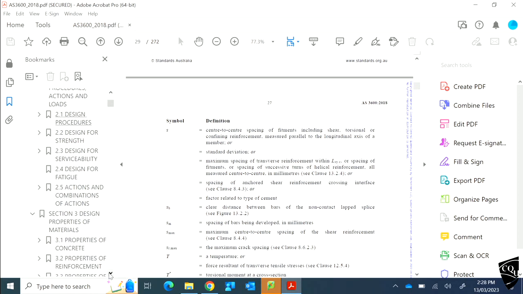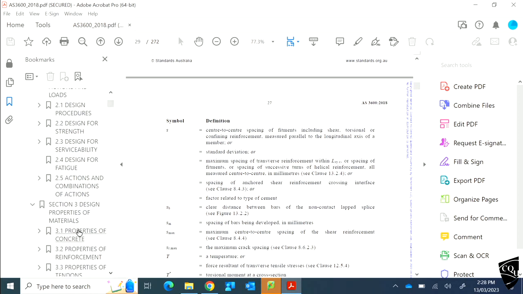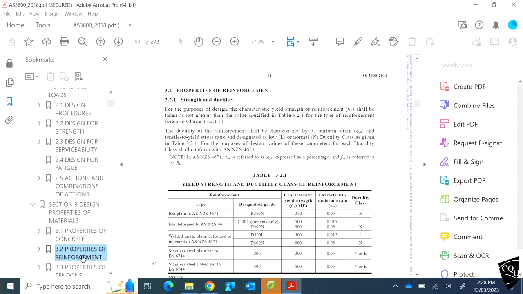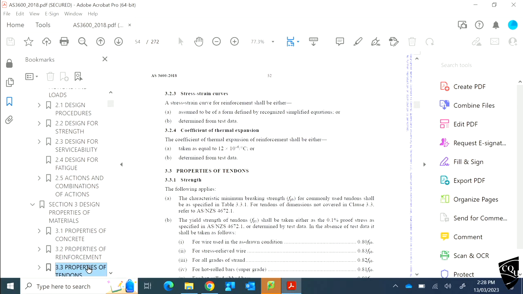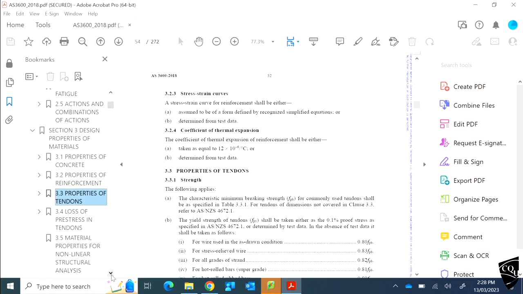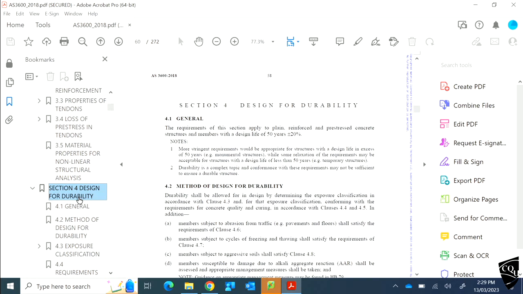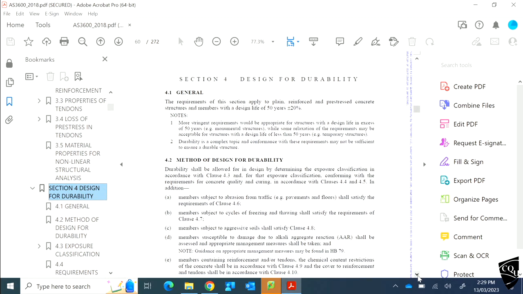If you go to section 4, section 3 is the properties of concrete I explained earlier. This is the properties of reinforcement, and we need this section for pre-stressed concrete. We will talk about that later. So this is the durability section. They explain all the things here. Please have a read.